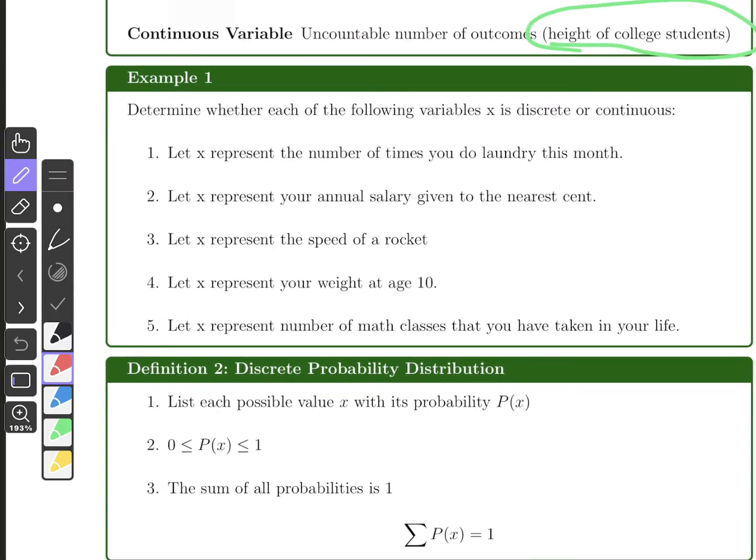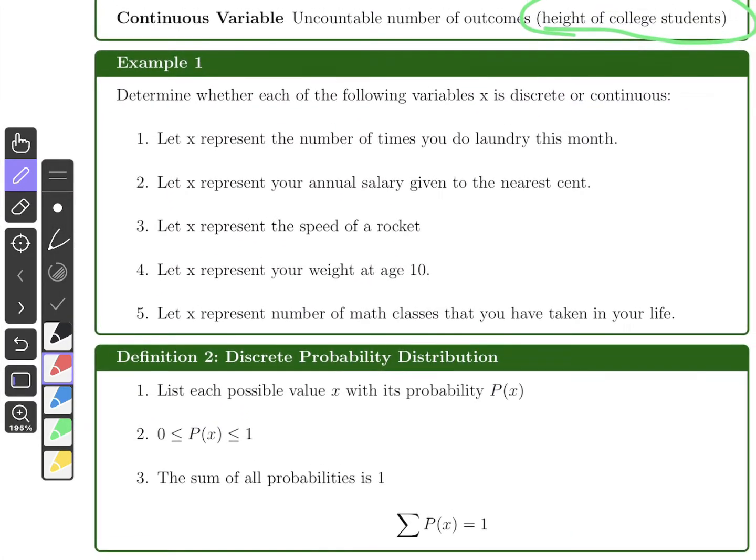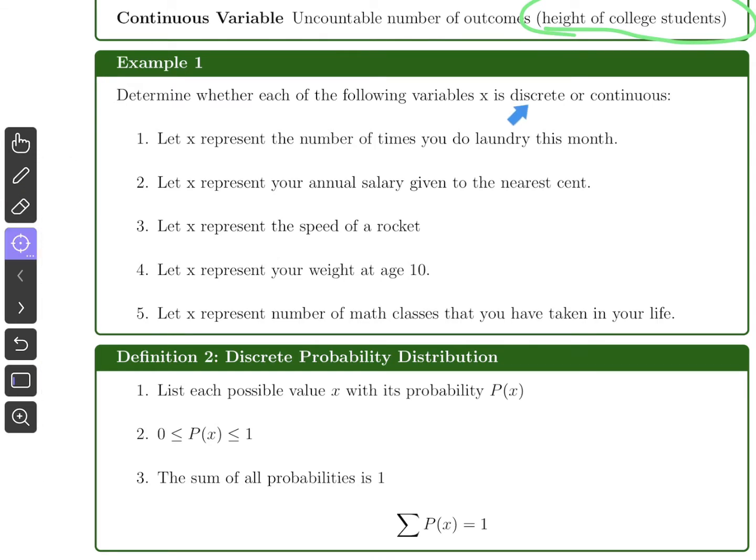All right, so then we just have a couple examples. I'm going to read them. I want you to pause it, try them out, write an answer down, and then we'll go over it. So just pause and read them now. Okay, let's assume you've done that. All I want to know is to determine whether they are discrete or continuous.